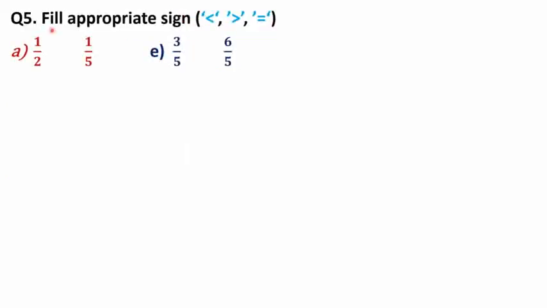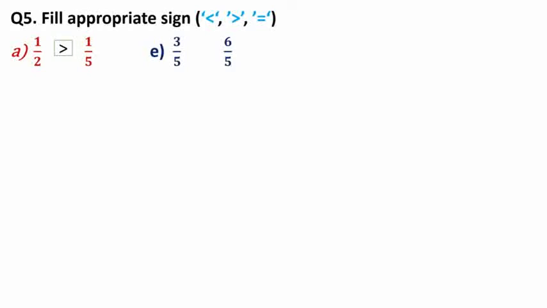Next is fill in the appropriate sign. The first question you can see is 1 by 2 and 1 by 5. This is the type which we have just discussed in the previous question. Numerators are the same and denominators are different. So this is an unlike fraction with the same numerators, so we will check the denominators. The denominator which has the smaller number will be a greater fraction. Here 2 is smaller than 5. That is why 1 by 2 is a greater fraction than 1 by 5.